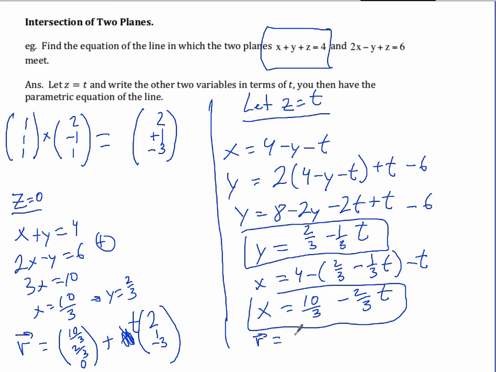r equals 10/3, 2/3, 0, plus t times, and you look at the numbers in front of t for this one, right? So that's -2/3, -1/3, and we said z equals t, so that's just going to be a 1 there. Now that's actually the same as this one here because they're scalar multiples, so you can multiply all these by 3 or -3 and get the exact same answer as we had here.